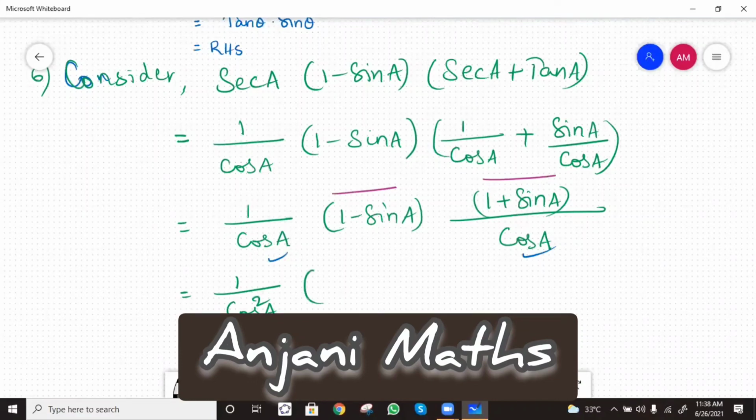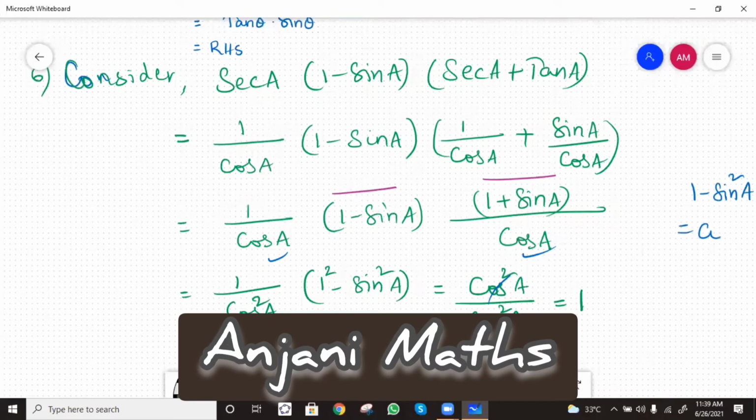1 minus sin A into 1 plus sin A is nothing but 1 square minus sin square A. 1 square is nothing but 1. 1 minus sin square A is cos square A, by cos square A. Both the denominator and numerator are the same, so they both get cancelled. That is equal to how much? Which trigonometry identity did we use here? We used 1 minus sin square A is equal to cos square A.